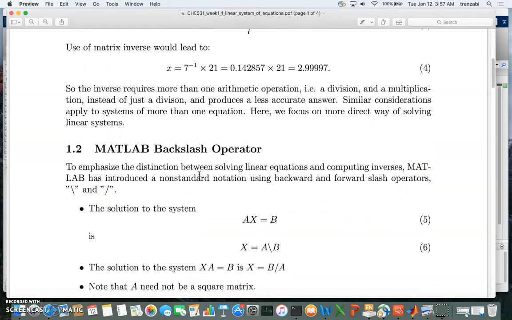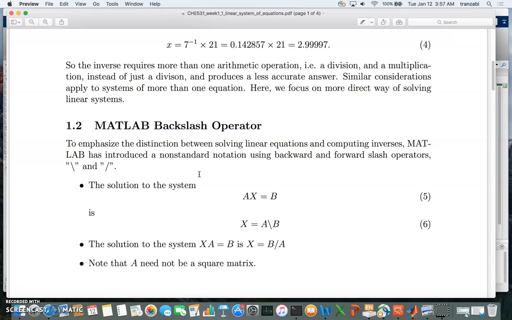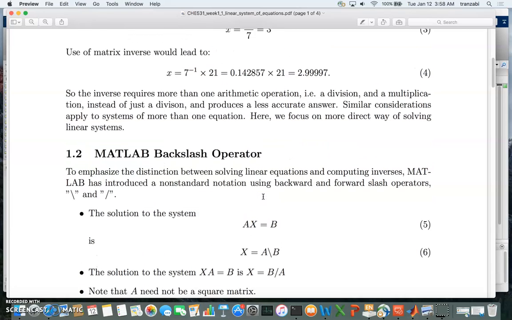Okay, so let's get back to the equations we want to solve. In a generic form, we have Ax = b, and we want to solve for x. Maybe from high school you remember that to solve this, we multiply both sides by the inverse of A, and then x is going to be the inverse of A times b. That is not preferred, because it's similar to equation 4. We have to find the inverse of the coefficient and multiply by the right-hand side.